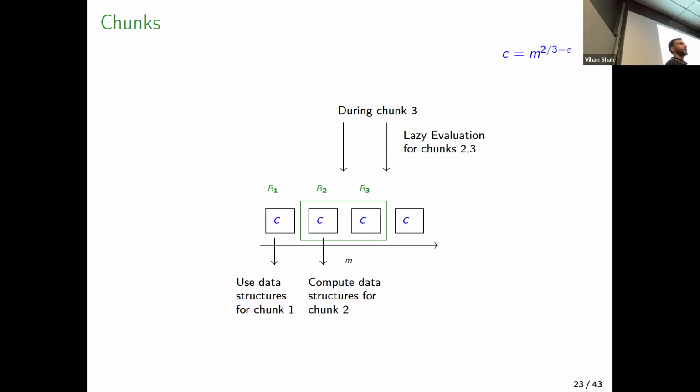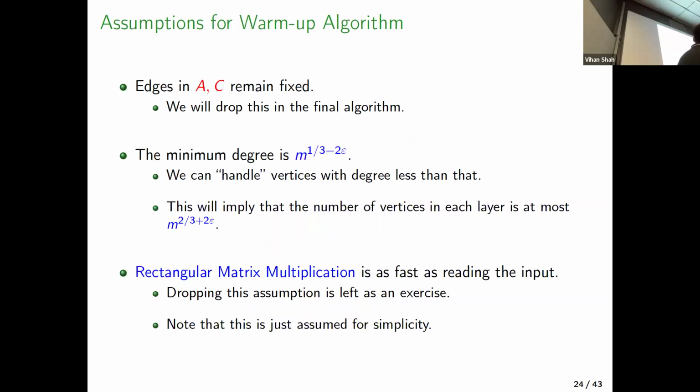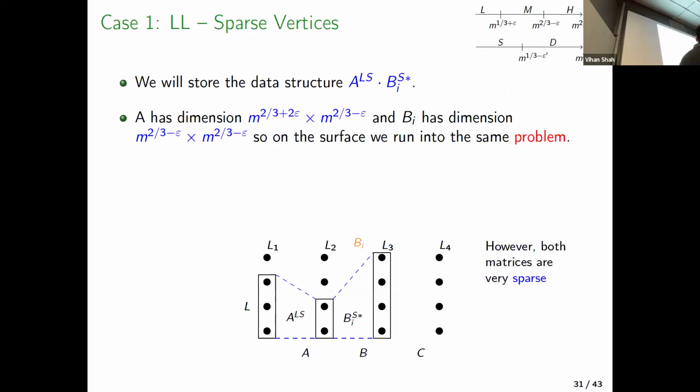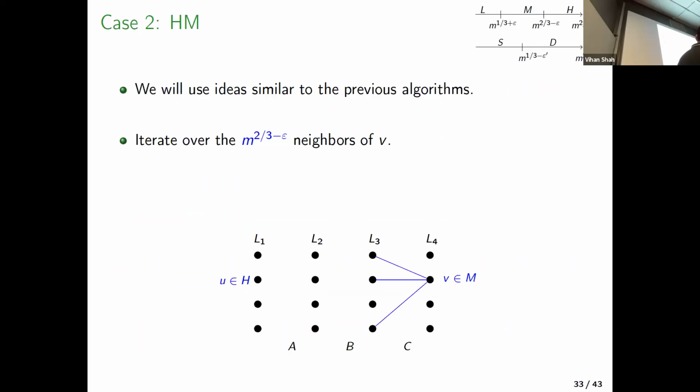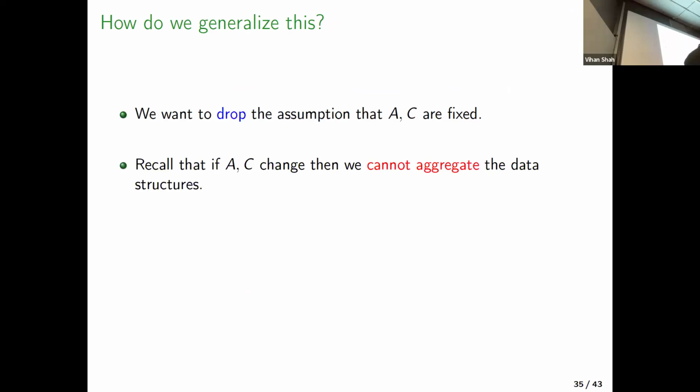Let me tell you a little bit about the final algorithm. Then, how do you drop this assumption? I'm just going to skip one case because that is very similar to the algorithm of previous work. No fast matrix multiplication, so no fun. Okay, so we just want to generalize this now. You want to drop the assumption that A and C are fixed. And as we saw, we cannot do this aggregation. This is going to be a problem for us.